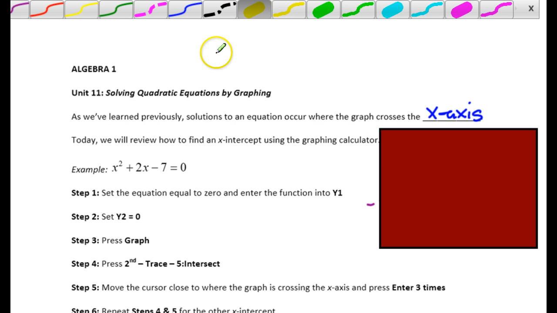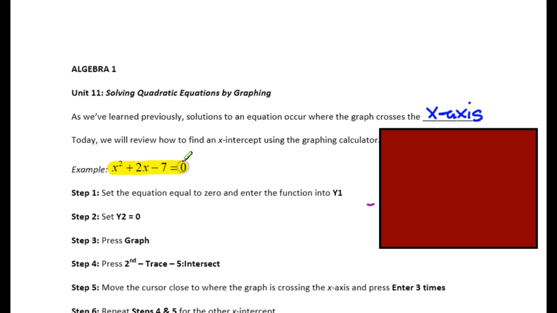Alright? So for our example problem, this is our example problem. Okay, and the thing is, I cannot factor this problem because to multiply to make -7, I can only do -7 times 1 or 7 times -1, and neither of those will add up to 2. So this is an example where I have to use the quadratic equation. Okay, so just to prove how the graphing works, we'll use the quadratic formula first.